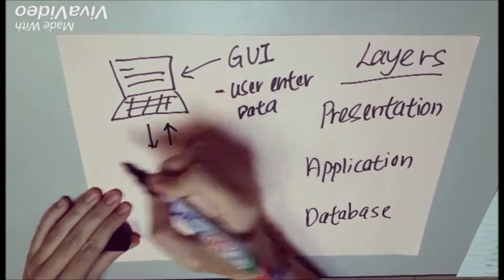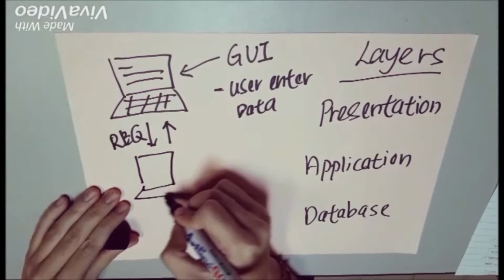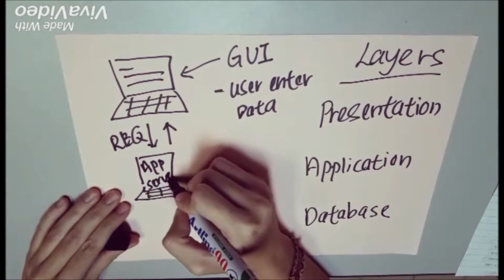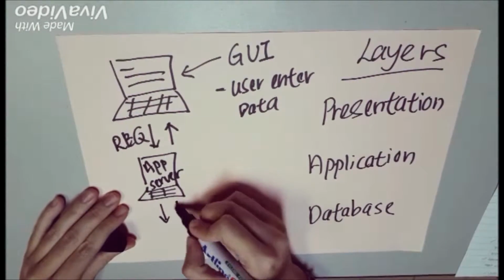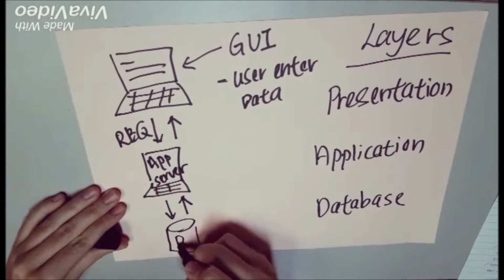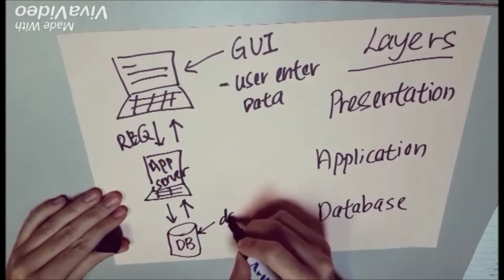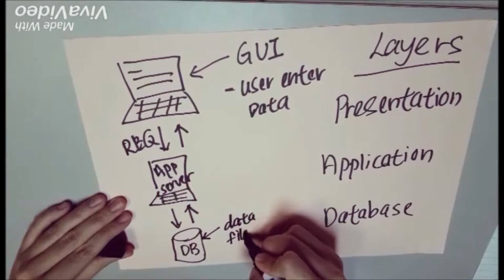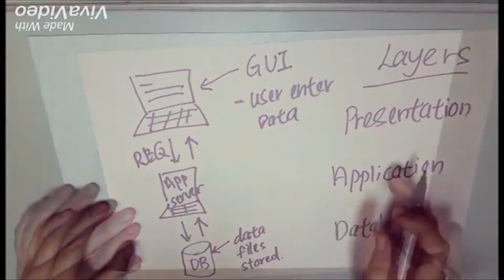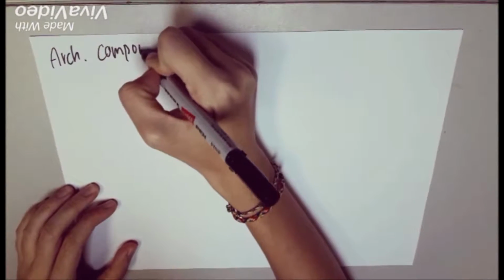The next one is the application layer. The application layer is able to process data using application logic, communicate with both the other layers, and read and write from the database. And the last one is the database layer. The database layer consists of a central database system containing all of the data in the R3 system. The functions of the database layer are to store data and provide data to the user. Now we are going to discuss the architecture components.